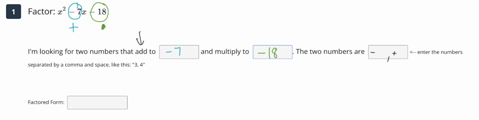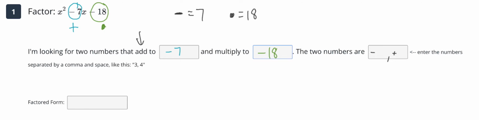Okay, so now what I'm looking for is two numbers, and I need them to subtract to equal 7, and I need them to multiply to equal 18. Okay, so that's my current situation.